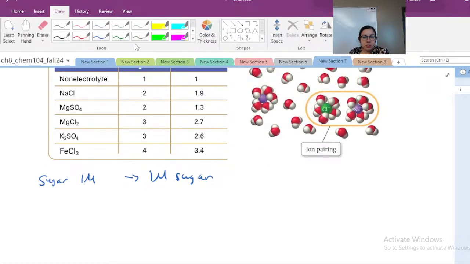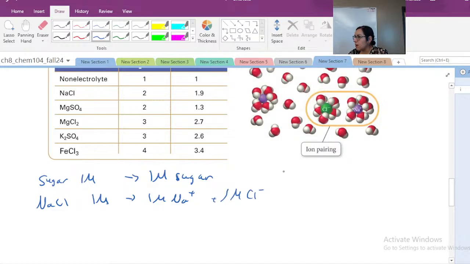If we go down to sodium chloride, now it has a factor of 2. Let's think about that. If we have a 1 molar sodium chloride solution, it dissociates into 1 molar of sodium ions plus 1 molar concentration of chloride, giving us 2 molar effective of ions in solution. So you have more ions.